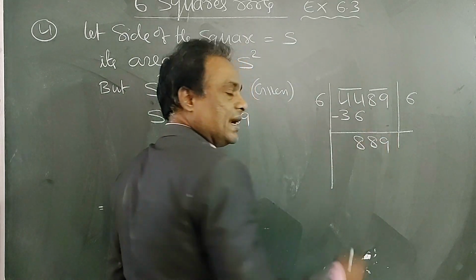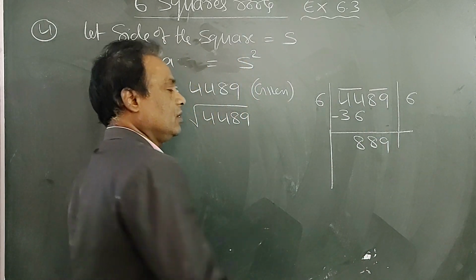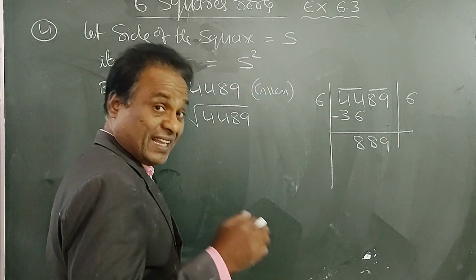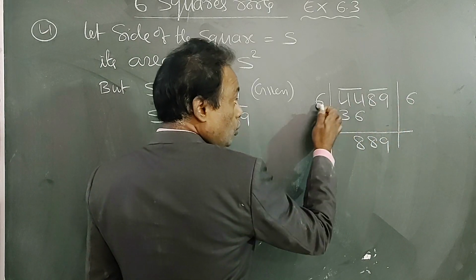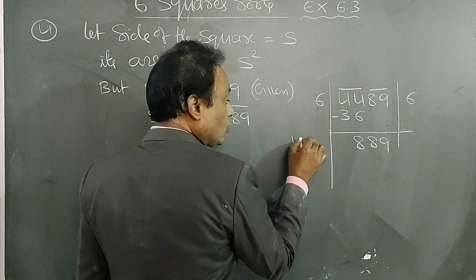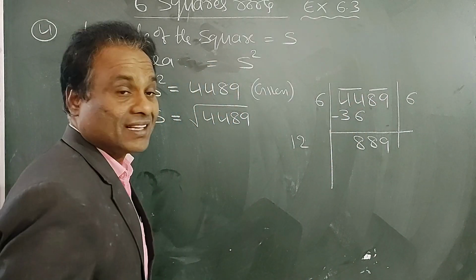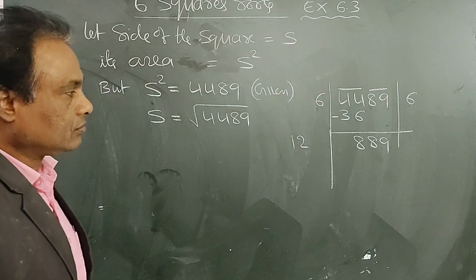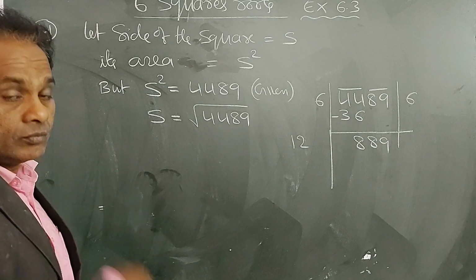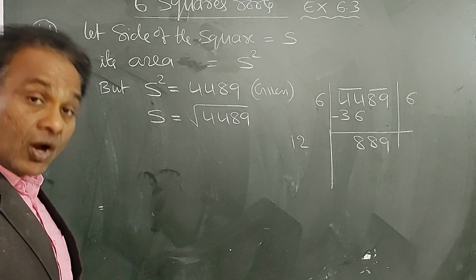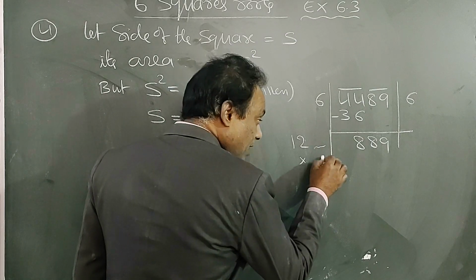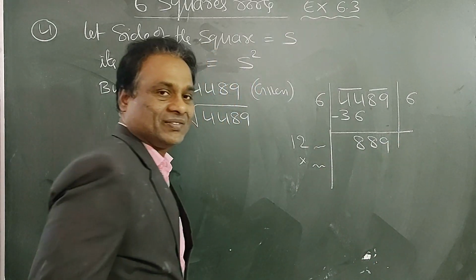So the remaining pair 89 you should take. Next step is to take another pair. Next step is to add these two: 6 plus 6, 12. Now write a number here and multiply by the same number. We have to get 889.